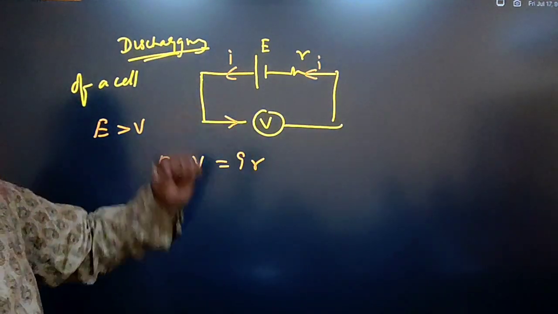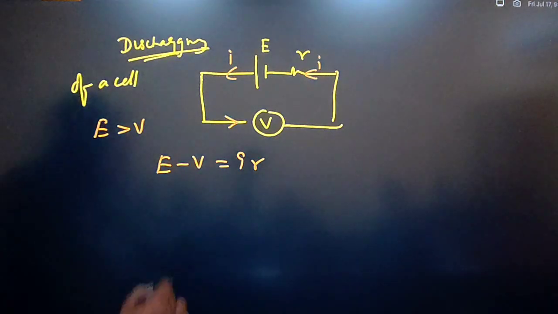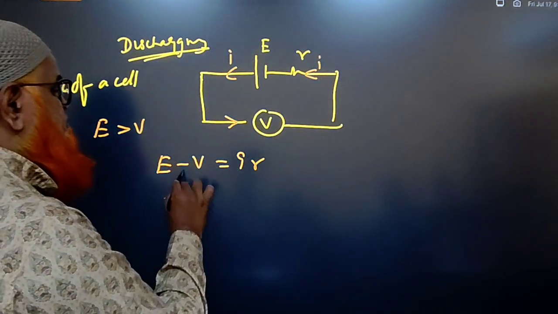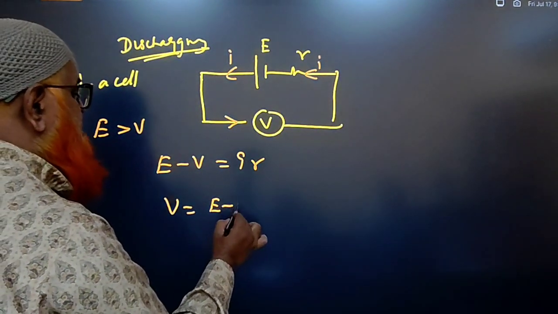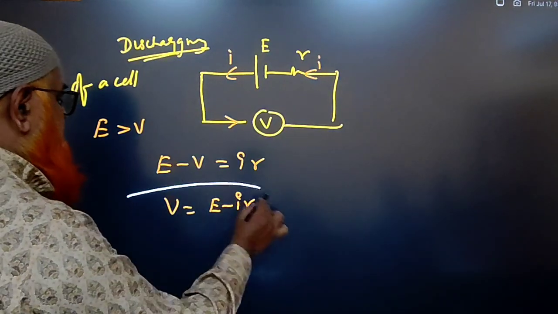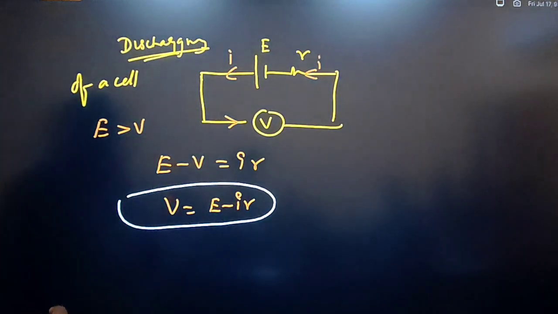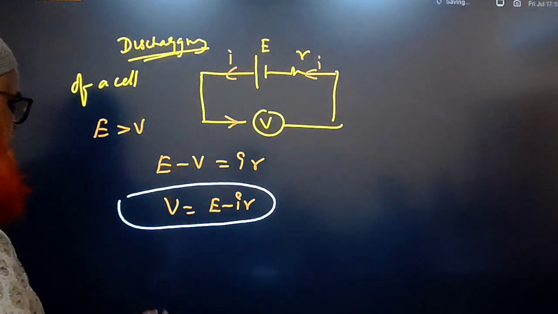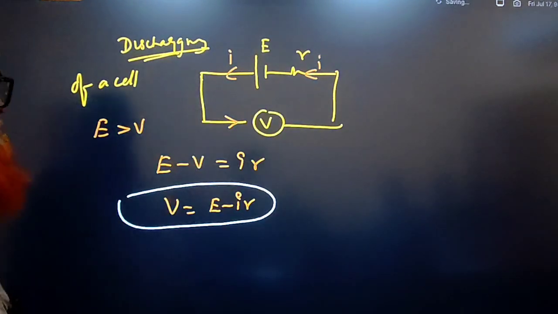But he is asking us to find out the potential here. And what is the formula for potential? If you take the right side, you will get E minus I into R. Try to understand this one now. It's very important for you, and sometimes it is going to be very confusing, but I'll give you a beautiful idea so that you will never get confused here.